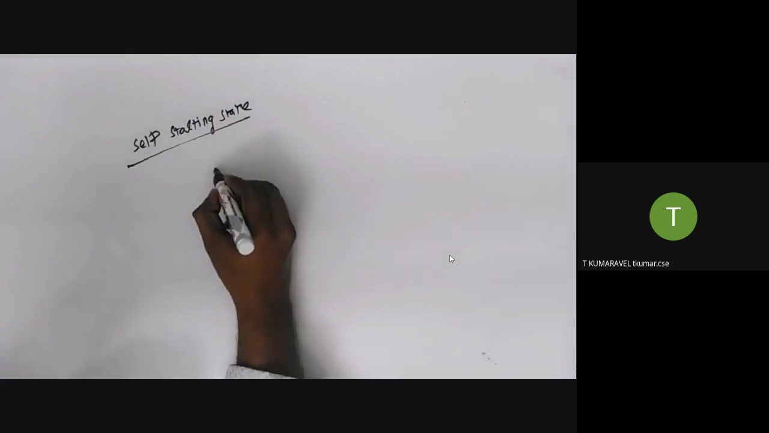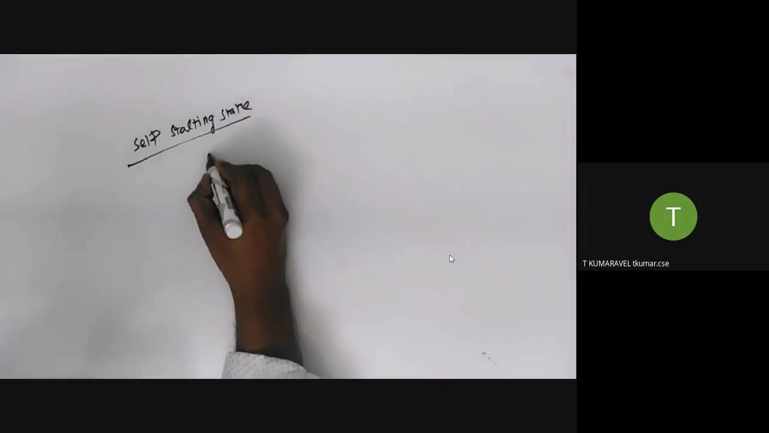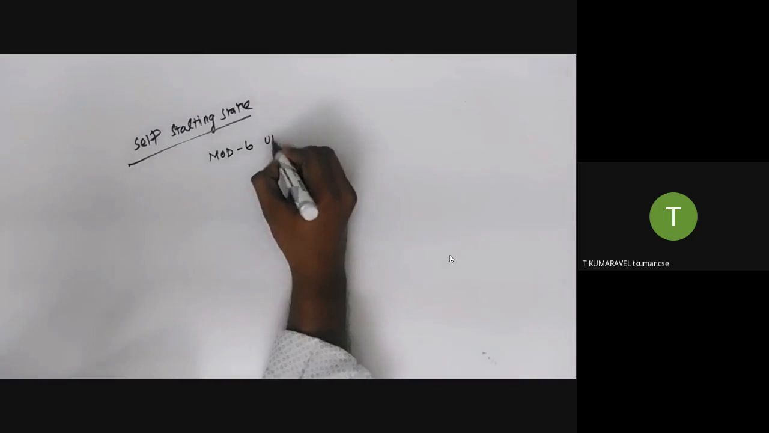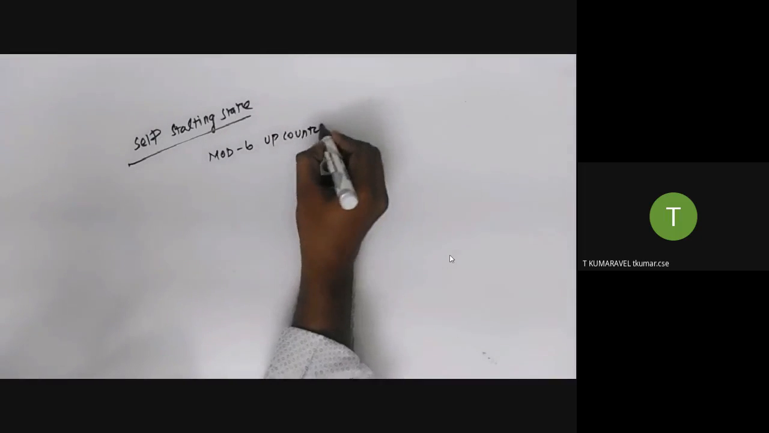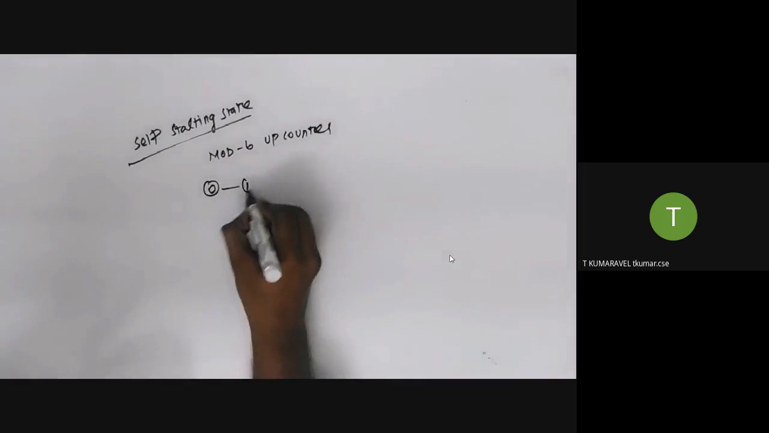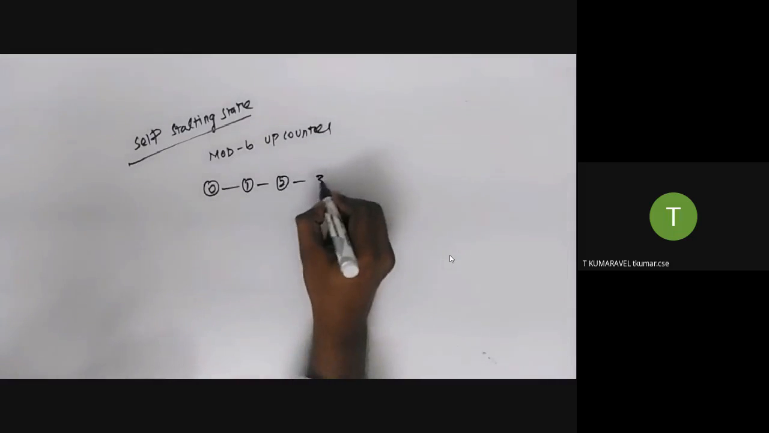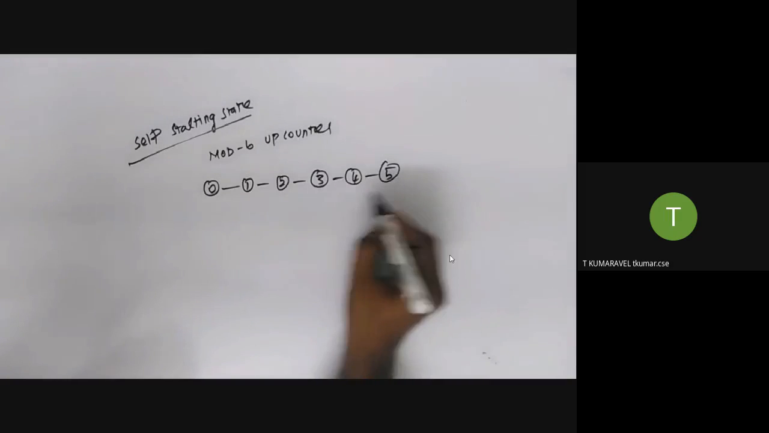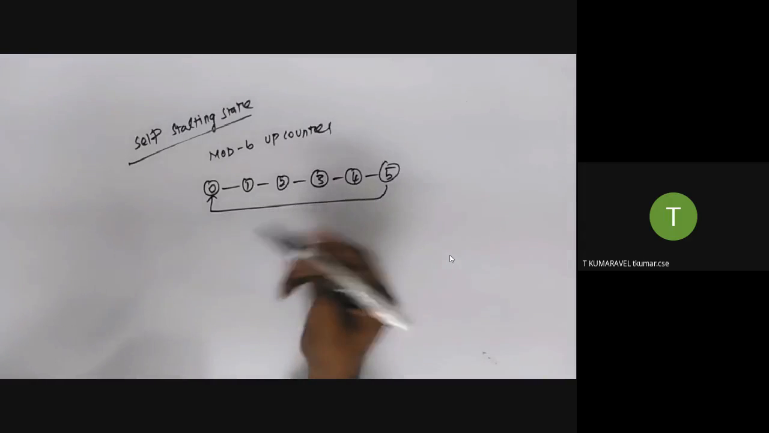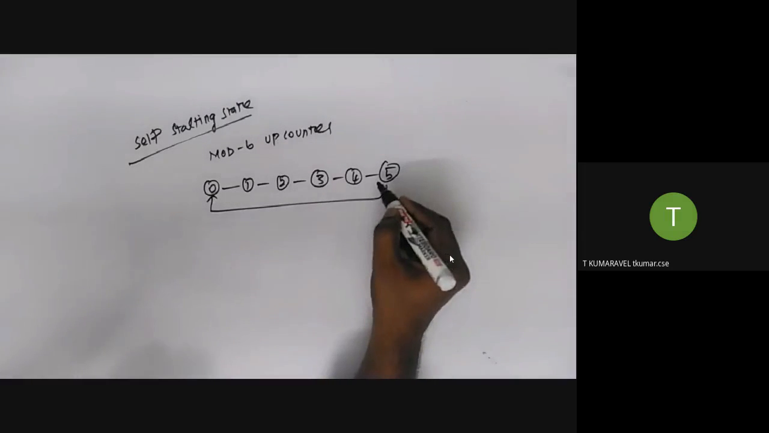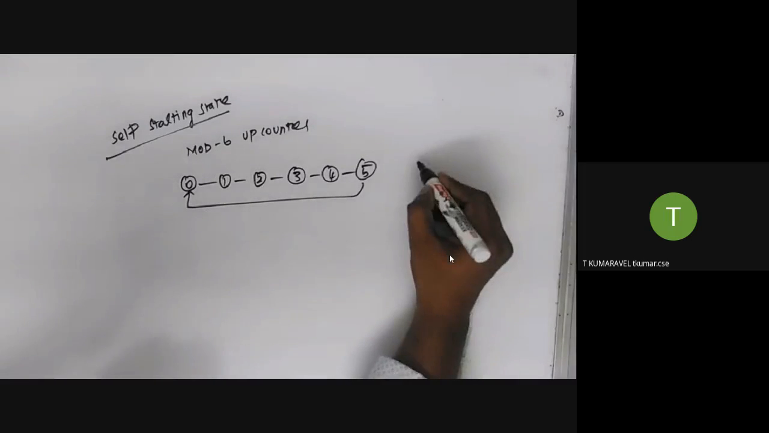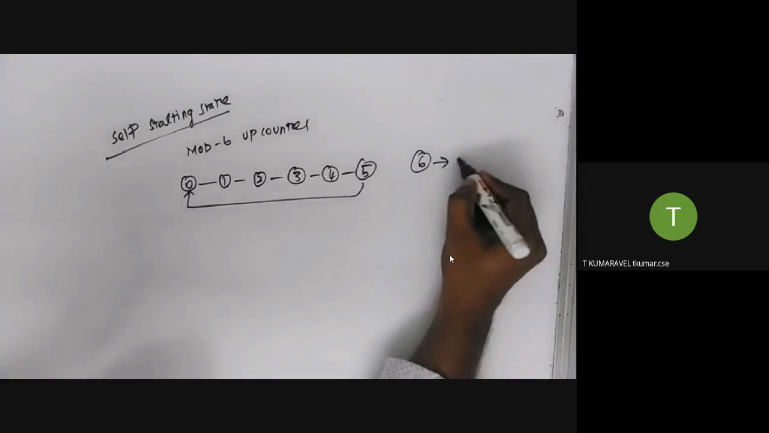For a given problem, for example, you want to design a mod 6 up counter. How many states are available? Start with 0 and keep on increasing: 1, 2, 3, 4, 5. Once it reaches 5, if you provide the next clock cycle, what happens? It will reach the starting state. So what states are left? 6 and 7.